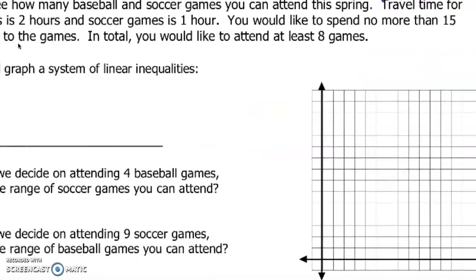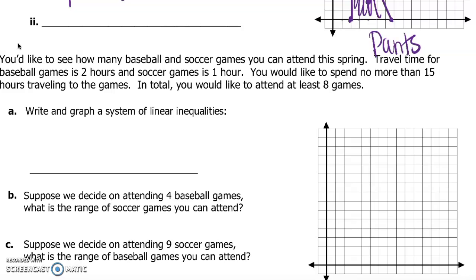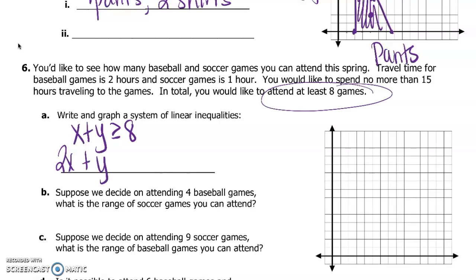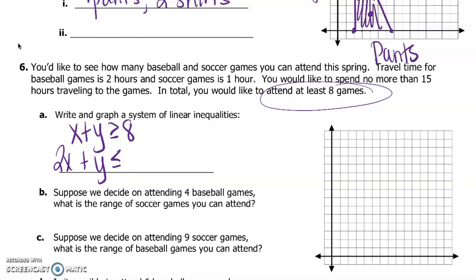And our last one, same thing, we have baseball and soccer. We have no more than 15 hours and then at least 8 games. So we would have x plus y is greater than or equal to 8. And then baseball is 2 hours, so 2x, 1 hour for y, so just plus y. No more than 15, so less than or equal to 15. Those are your two inequalities.